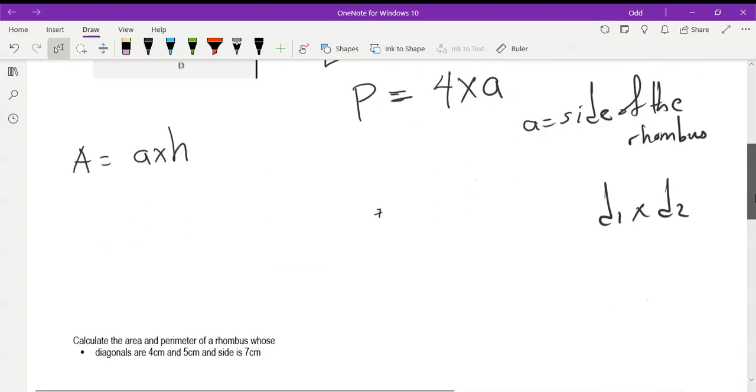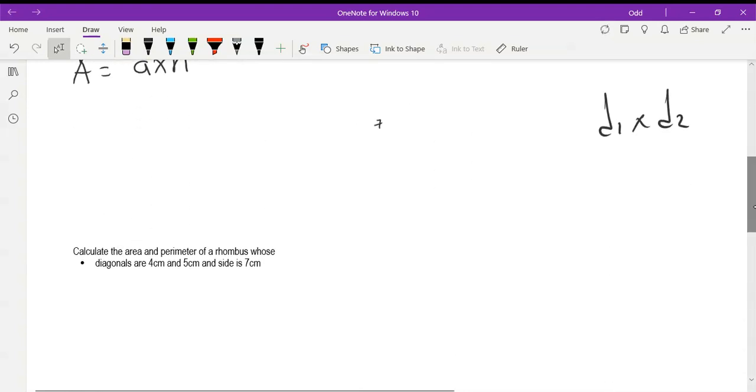So let's go to the questions. Calculate the area and perimeter of a rhombus whose diagonals are 4 centimeters and 5 centimeters and side is 7 centimeters. It's just a question. We're just going to visualize it. Sorry if my drawing is not perfect. We're just going to visualize it something like this. All the sides are equal. We have the two diagonals here. Then the side. So this is going to be 7, 4, and then 5.